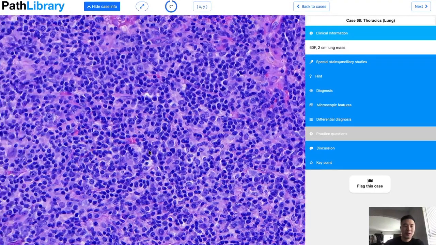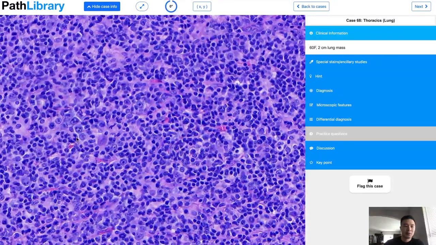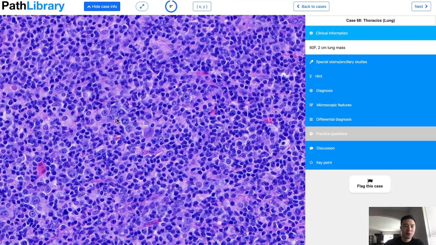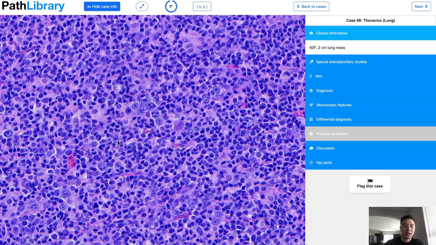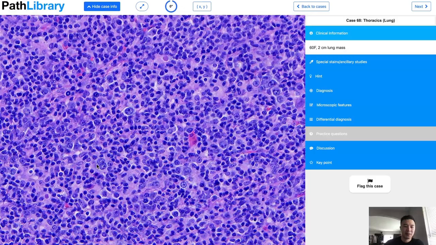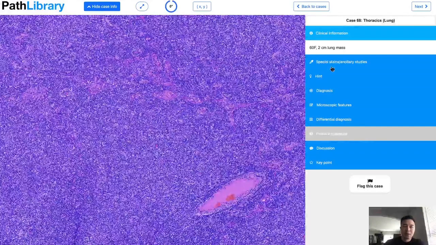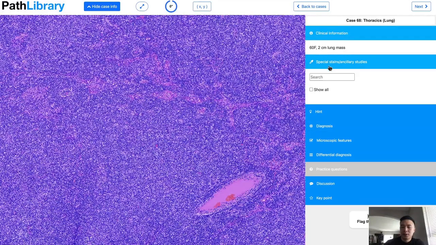But it kind of reminded me of these Reed-Sternberg cells, or the popcorn cells that you get in nodular lymphocyte predominant Hodgkin's. But like that kind of looks like a Reed-Sternberg cell. So that was my leading differential.